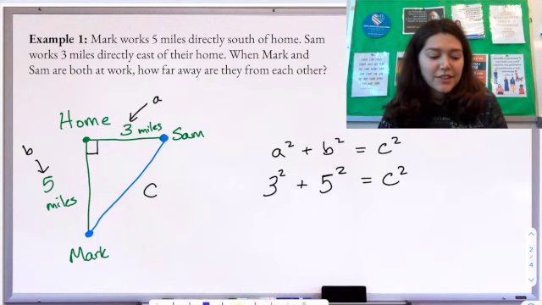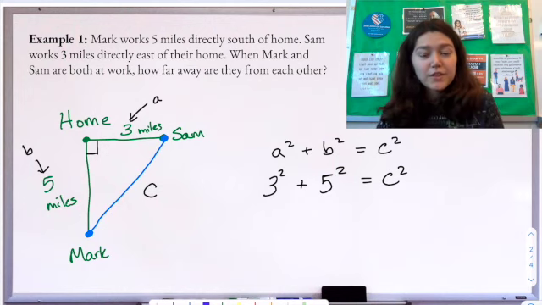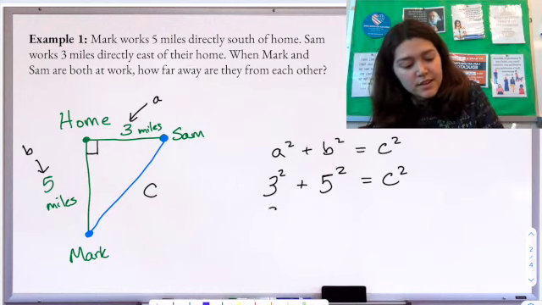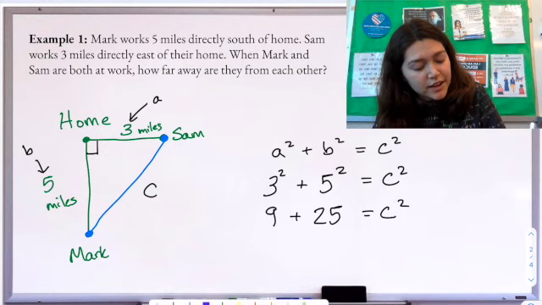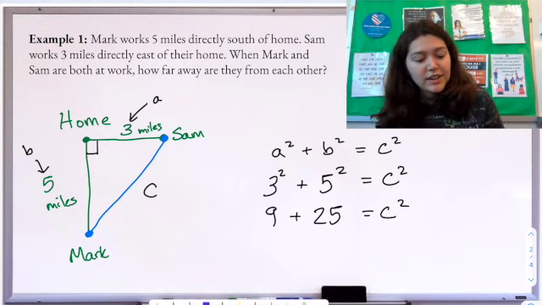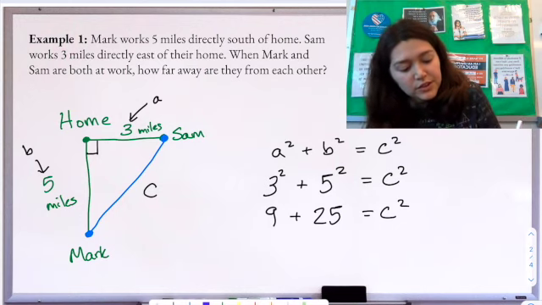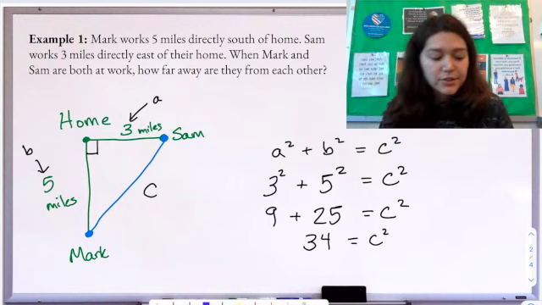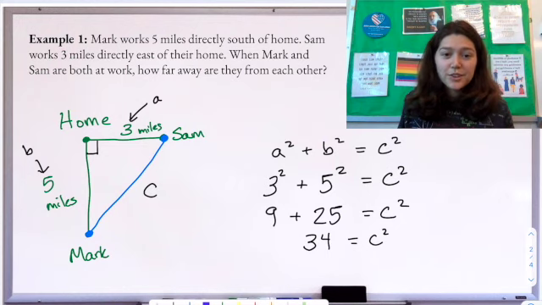Now, of course, I need to find the value of the left-hand side. What's 3 squared? 9. What's 5 squared? 25, so I get 9 plus 25 equals c squared. Then I have 9 plus 25, which is 34, so we get that 34 equals c squared. At this point, I have some number squared, so multiplied by itself equals 34.